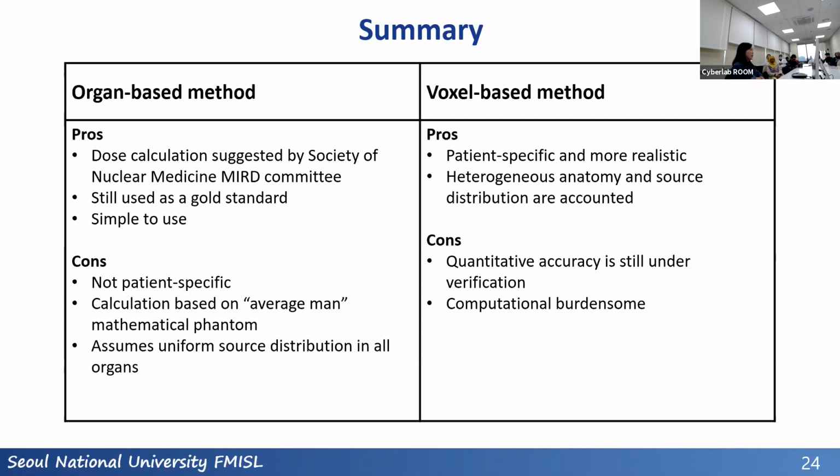To summarize, I introduced two types of internal dosimetry methods. The first was organ-based, and the second was voxel-based. Organ-based is quite traditional and has the pro that it is very simple to use. It is suggested by the MIRD committee of the Society of Nuclear Medicine, and it is still quite used. But as I said, it is not patient-specific, and it just uses a simplified phantom. The huge issue is that it assumes uniform source distributions in all organs.